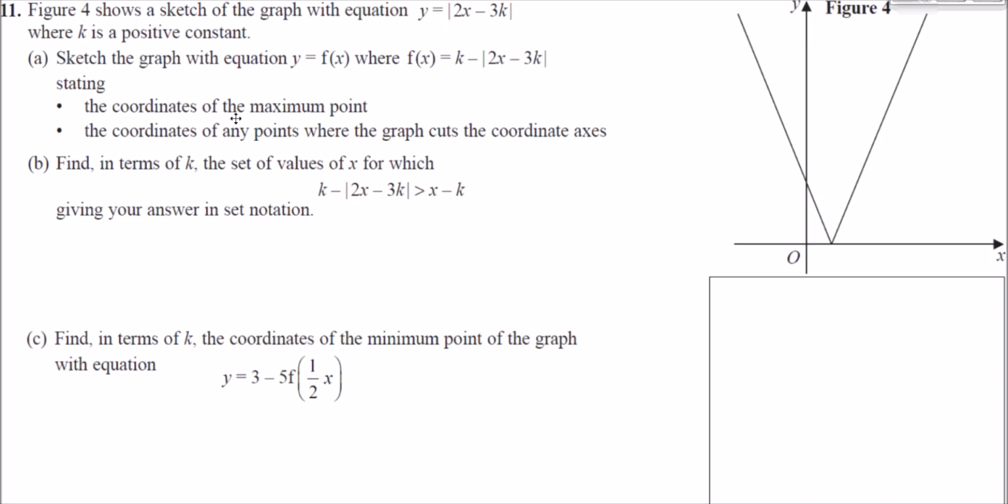We also need to give the coordinates of a maximum point, and the coordinates of any points where the graph cuts the coordinate axes, and that's all we need for part A. So I've made a little box down here where we can do our sketch.